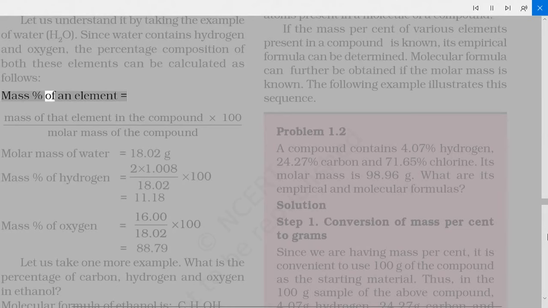Mass percent of an element is equal to mass of that element in the compound × 100 divided by molar mass of the compound. Molar mass of water is equal to 18.02 g. Mass percent of hydrogen is equal to 2.016 / 18.02 × 100, which is equal to 11.18. Mass percent of oxygen is equal to 16.00 / 18.02 × 100, which is equal to 88.79.